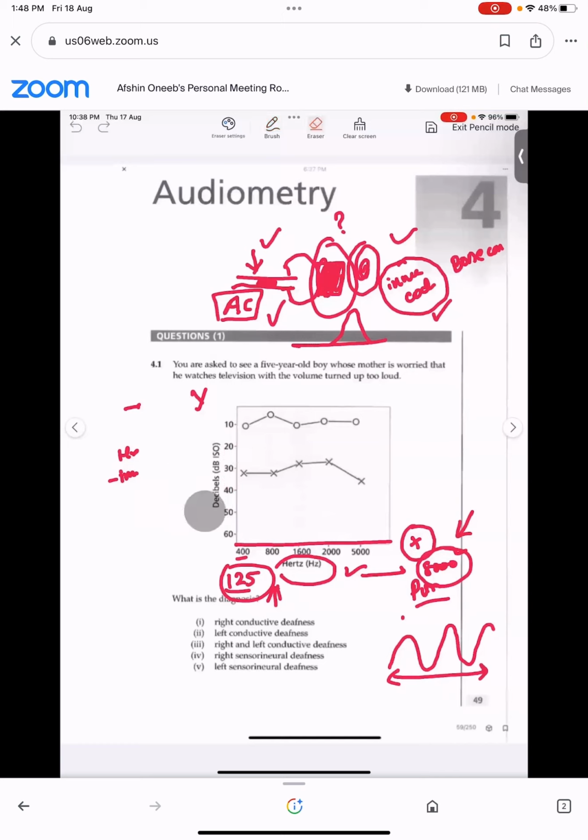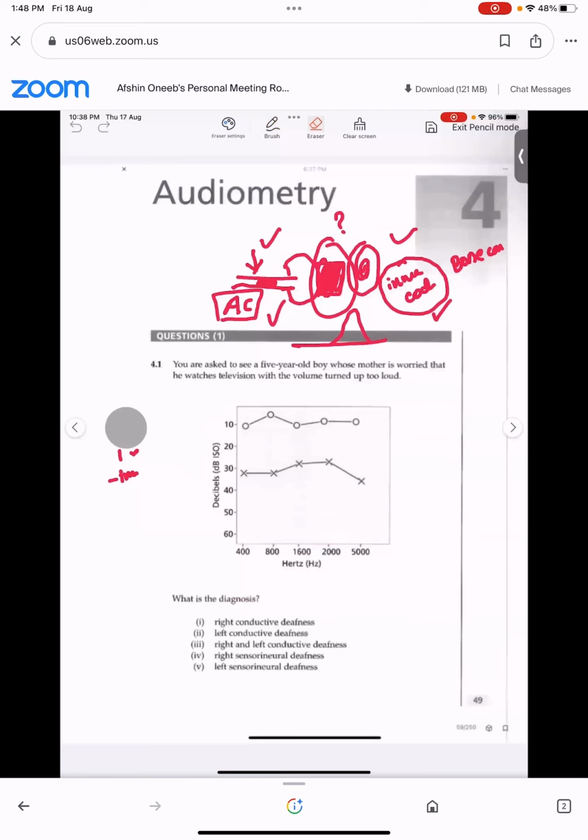So my first step is to look at the waveform. This is a waveform, this is a waveform. The first step is whether the waveform is above 20 or below 20. If it is above 20, it's normal. If it is below 20, it is abnormal. So we will see above 20 or below 20. This is our first step.